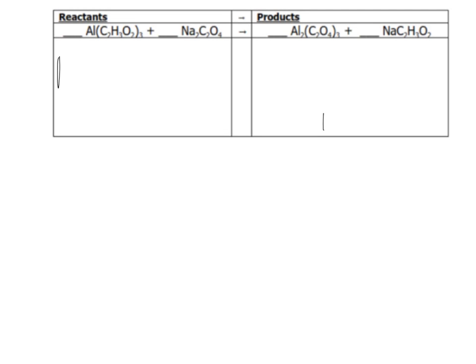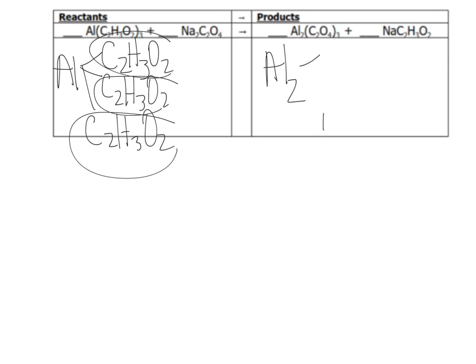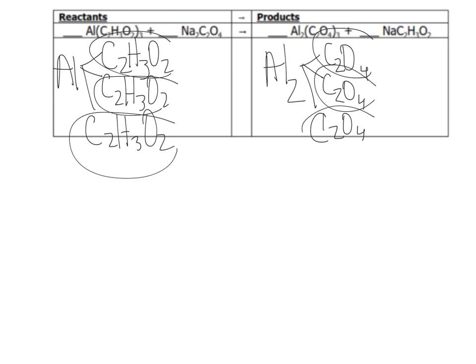In our final example, we've got a couple to draw out. So there's my reactant with parentheses, and my product. So we've got a couple of groups that we're looking for. C2H3O2 is a group, and C2O4 is a group.